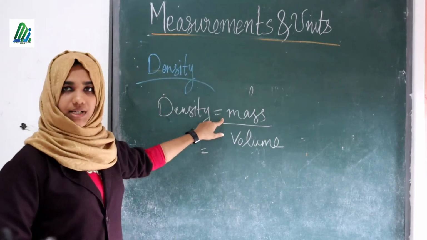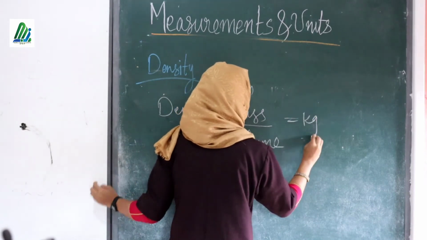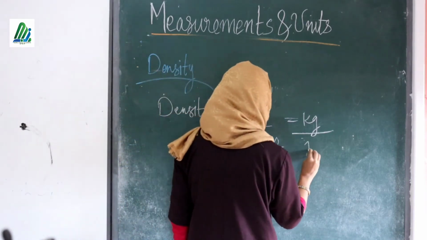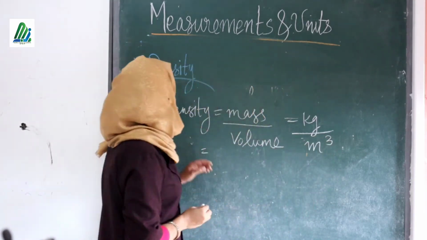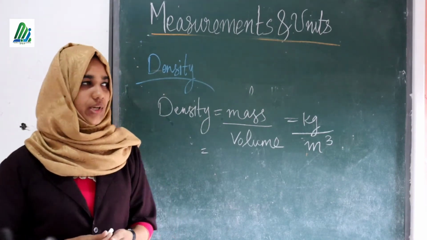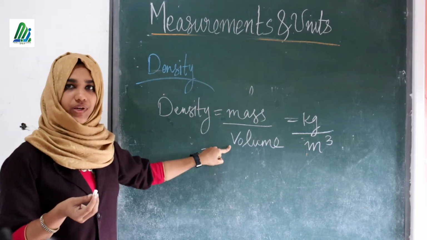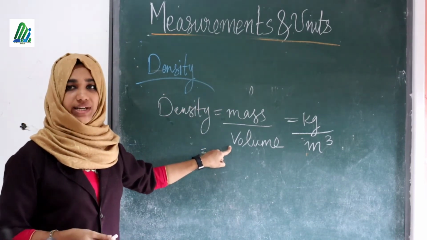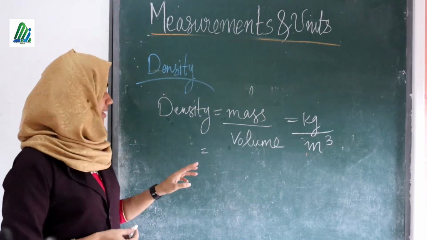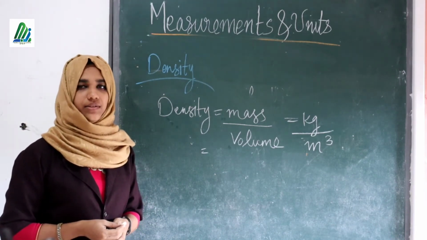What is the unit of mass? We have studied earlier, that is kilogram. Then what is the unit of volume? That is cubic meter, or meter cube. So the unit of density is kilogram per meter cube. Here the mass is a fundamental quantity. In volume, how can we find volume? Volume is equal to length into breadth into height. These are a type of fundamental quantity. Hence, density is a derived quantity. Okay, is it clear?